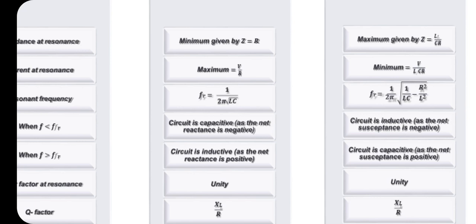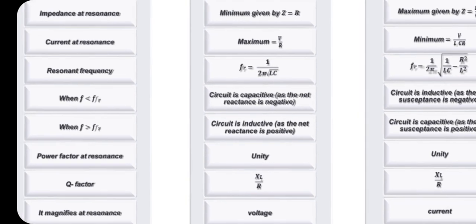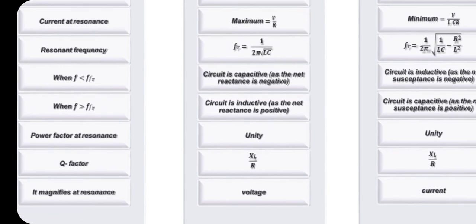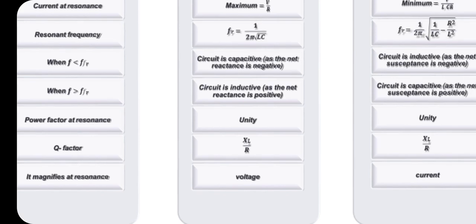This is the difference with the frequency variation. Then we come to the power factor at a resonant circuit, which is generally taken as unity. When the power factor comes to unity, the resonance condition is formed automatically. Now the Q factor, which is XL by R, is there in both, and it gives the magnification at resonance. That means the voltage magnification in the series resonance circuit and the current magnification in the parallel resonance circuit.